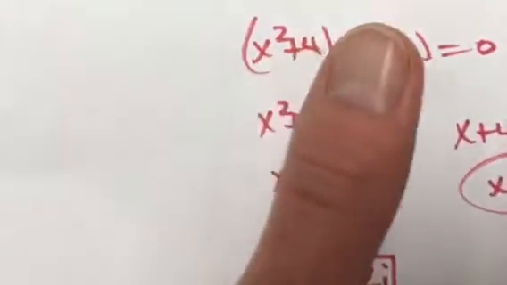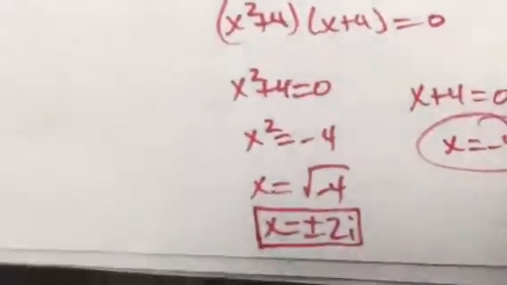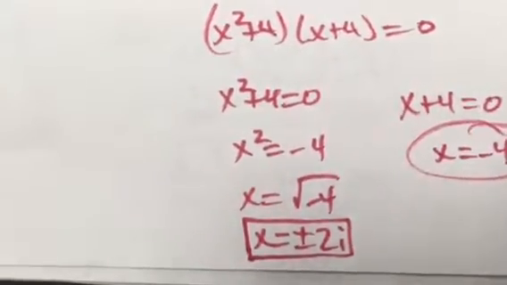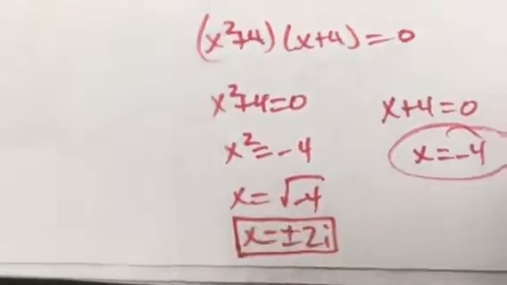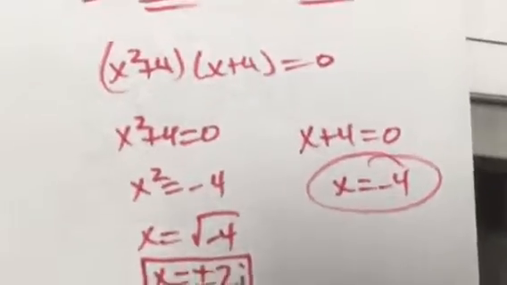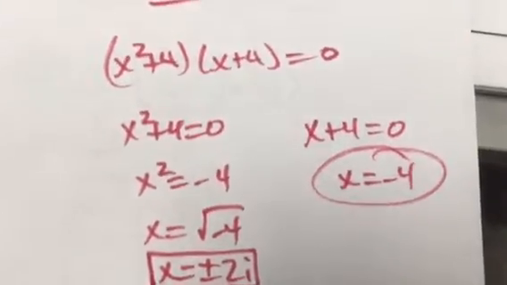Cover-up method gives you x squared plus 4 equals 0. X squared is a negative 4. When you take the square root of a negative, first off, you're going to have an imaginary number. Square root of 4 is 2. That's why you get plus or minus 2i. When you set x plus 4 equal to 0, you simply get x equals negative 4.